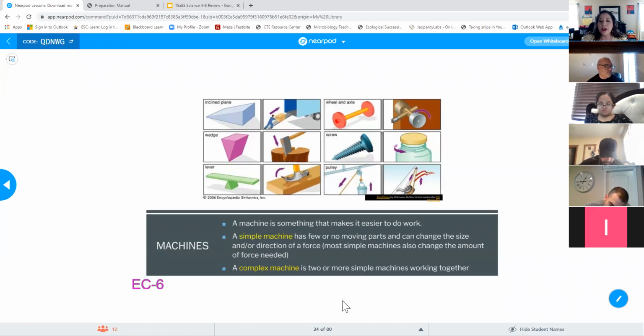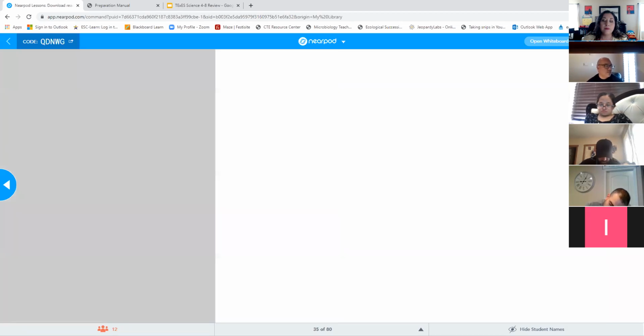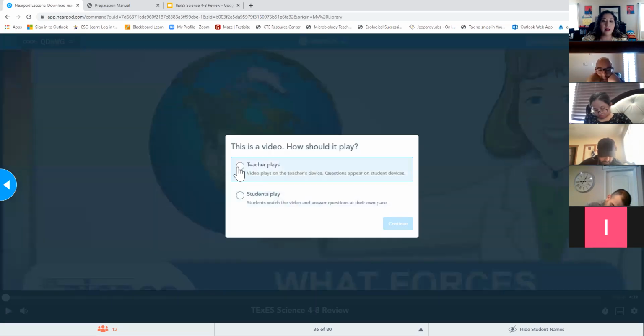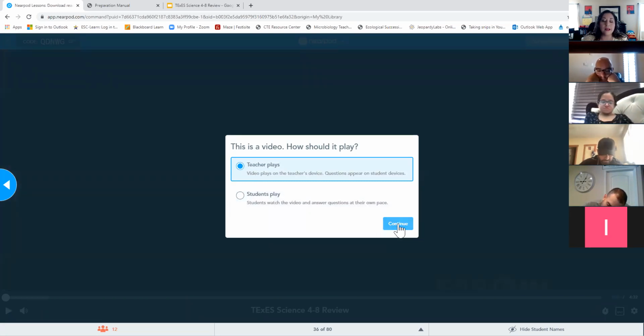So for EC6, you have to understand what the machines are. For 4 through 8, you've got to understand how force and work is affected. So looking at it a little bit more in depth. Okay, and then that one you can play on your own, but this one should explain how the forces are affected. So this one will be more specific to 4 through 8.